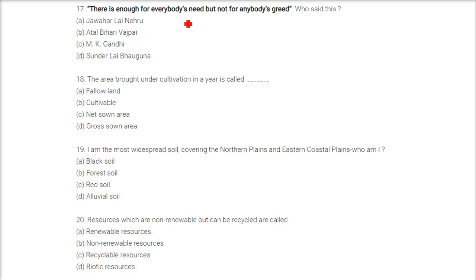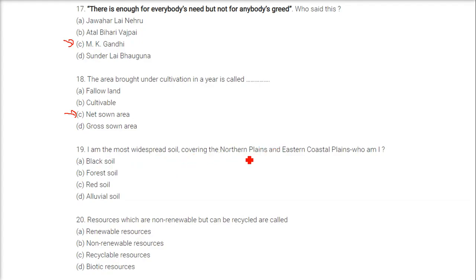There is enough for everybody's need, but not for anybody's greed. Who said this? Mahatma Gandhi, Mohandas Karamchand Gandhi. He said that. The area brought under cultivation in a year is called net sown area.